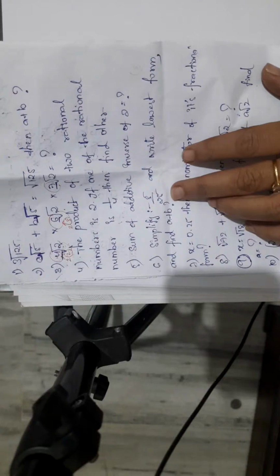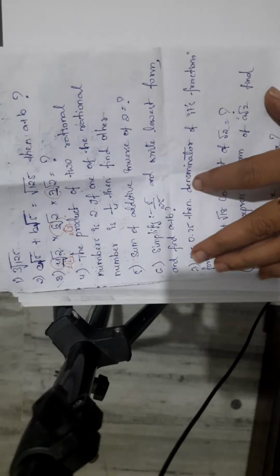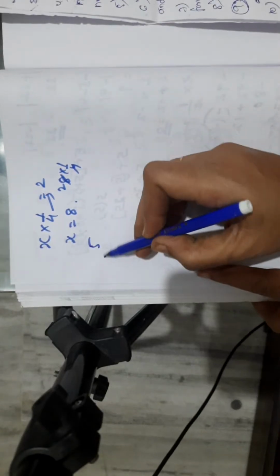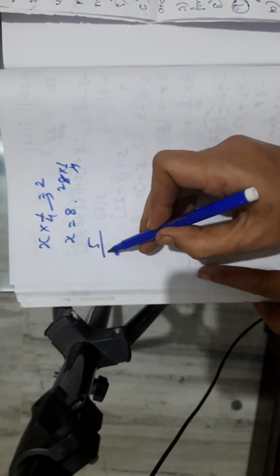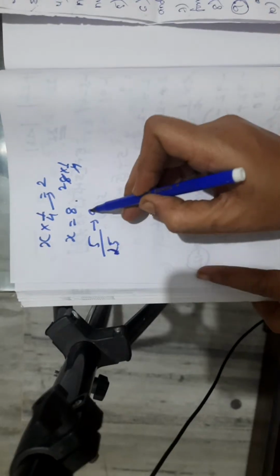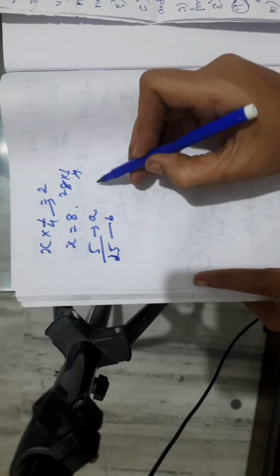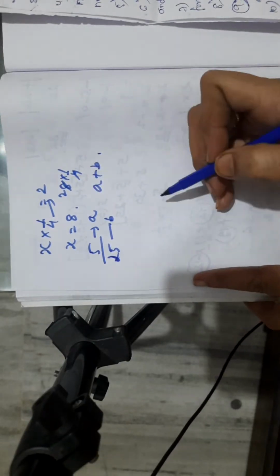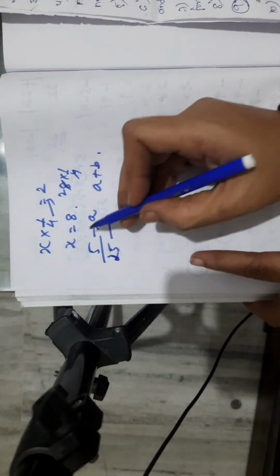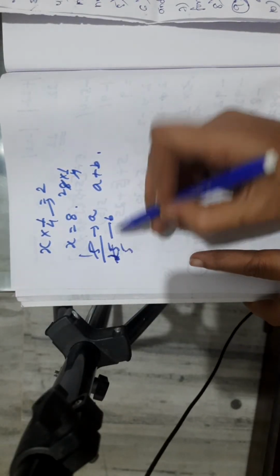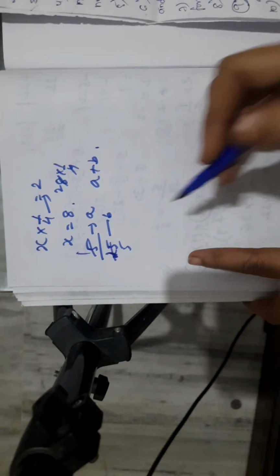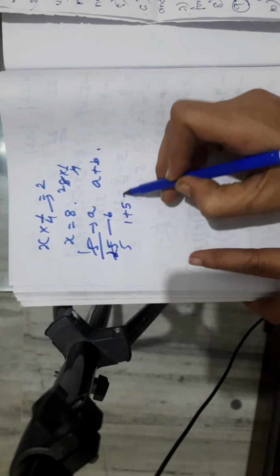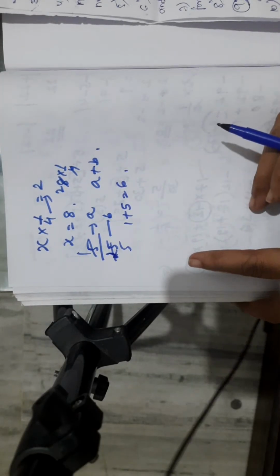Simplify 5 upon 25 and write it in the lowest form, and find A and B. It's given to simplify 5 and 25, where the numerator is A and the denominator is B, and find A plus B. You are simply going to cancel out. 5 ones are 5, 5 fives are 25. So the answer is 1 plus 5, which is 6. Clear?